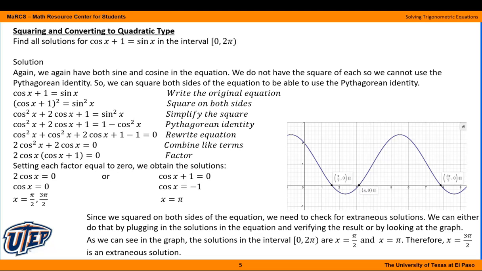This example is slightly more challenging. The equation contains both sine and cosine, but neither function is squared. Because of that, we cannot directly use the Pythagorean identity. To create squared terms, we square both sides of the equation. After simplifying and applying the Pythagorean identity, the equation becomes factorable and we can solve it using algebraic techniques.